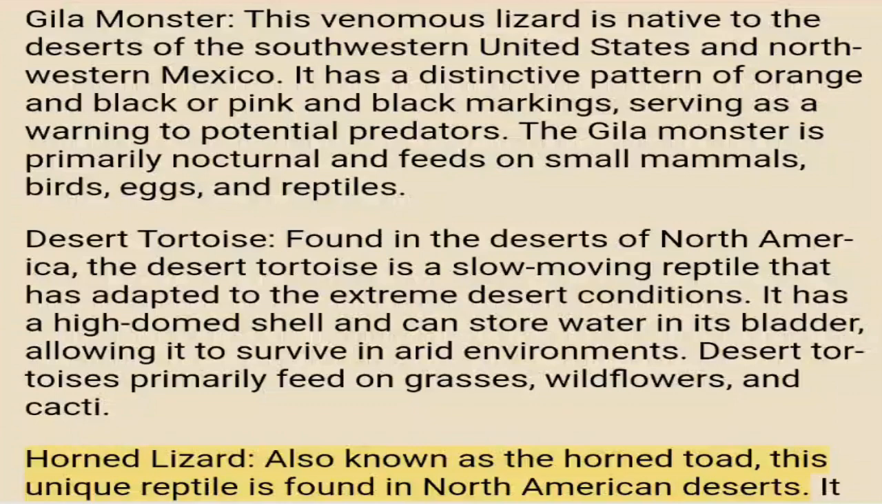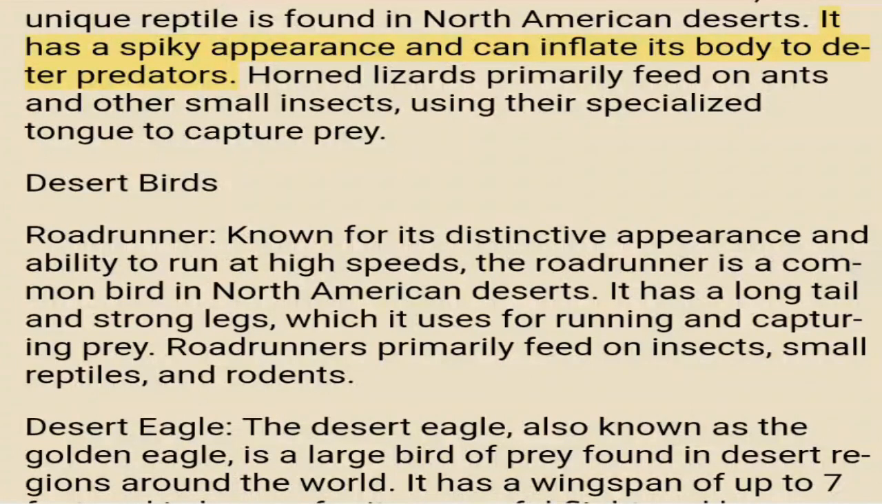Horned lizard. Also known as the horned toad, this unique reptile is found in North American deserts. It has a spiky appearance and can inflate its body to deter predators. Horned lizards primarily feed on ants and other small insects, using their specialized tongue to capture prey.